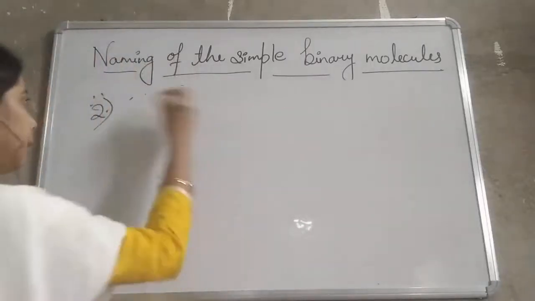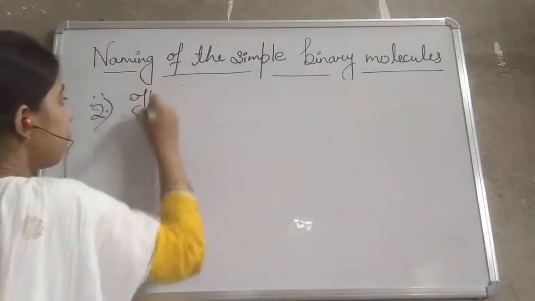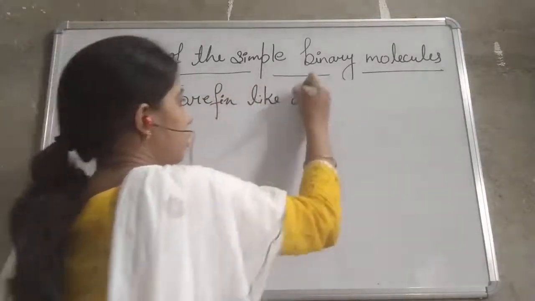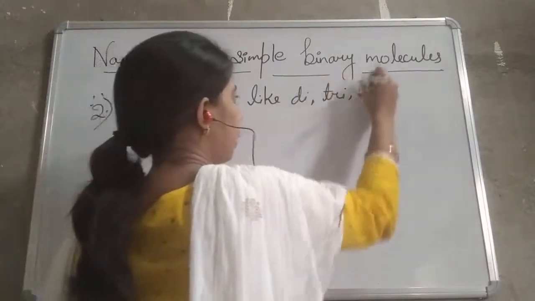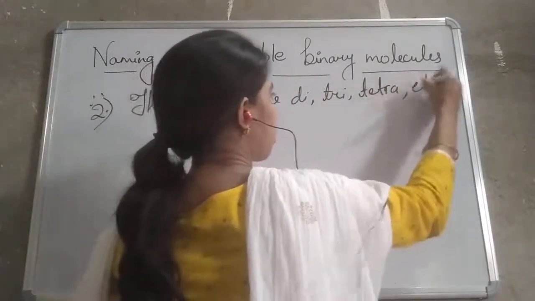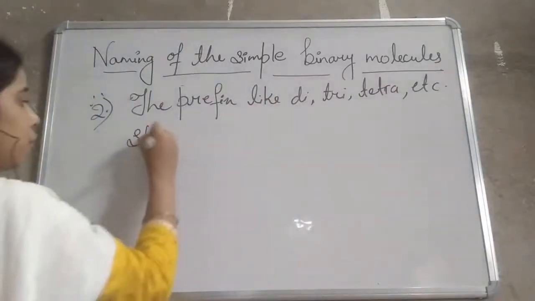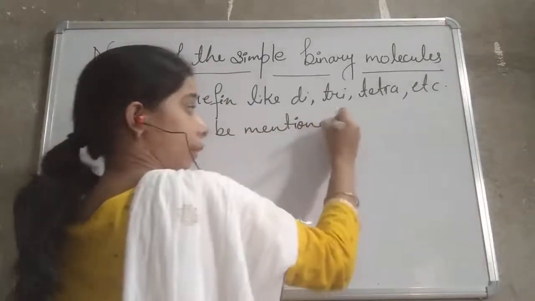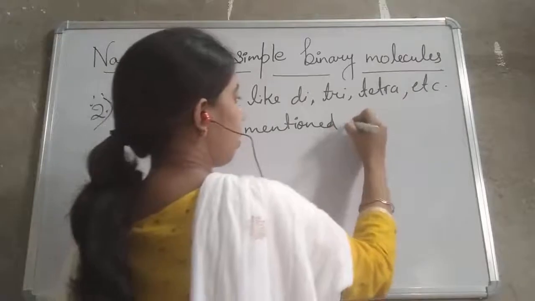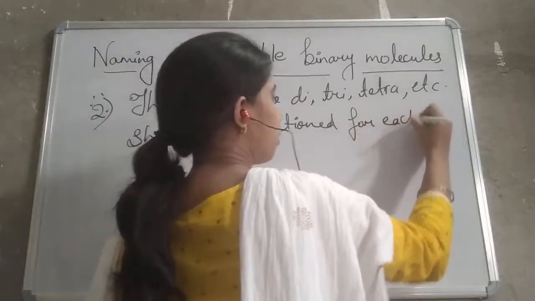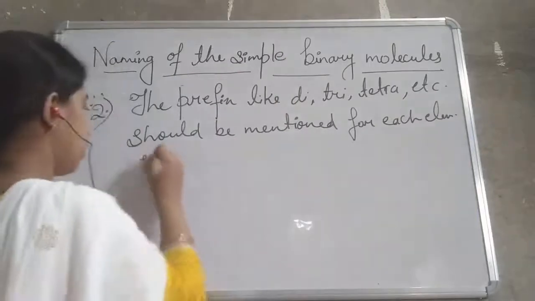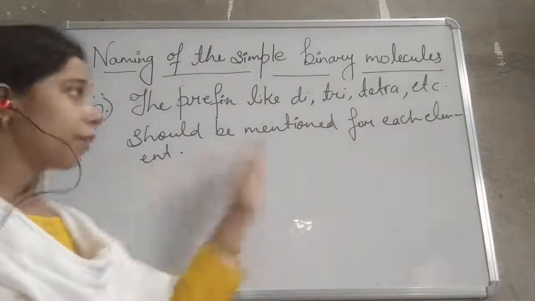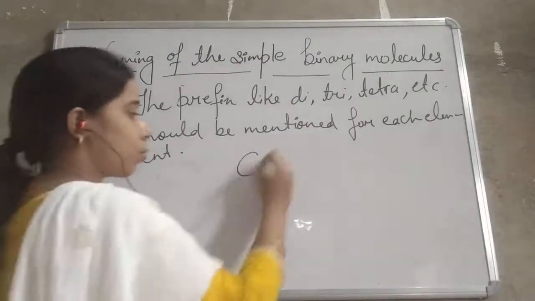So you will write here that the prefix like di, tri, tetra, etc. should be mentioned while writing, should be mentioned for each element of the given compound. So the prefix should be added. Like right now we discussed the carbon oxide.